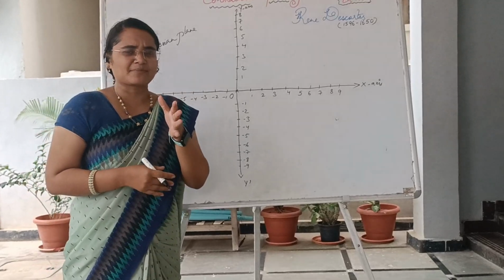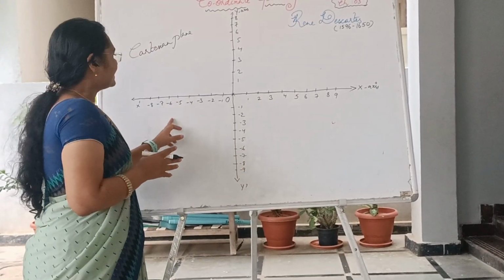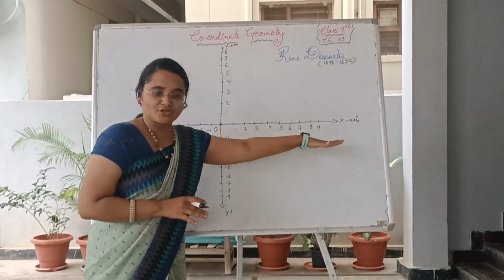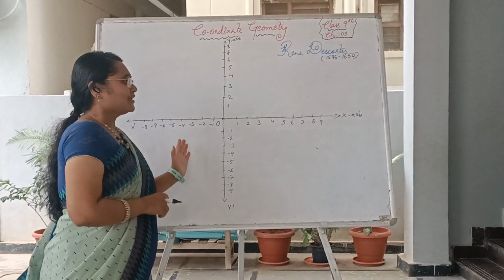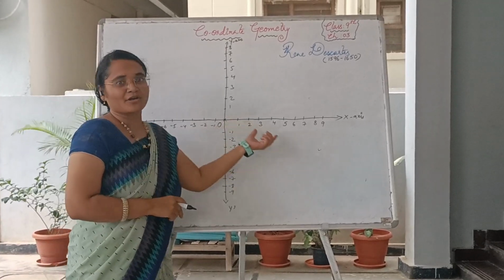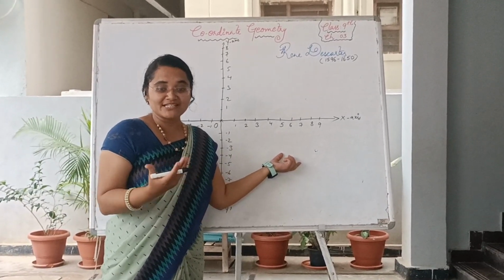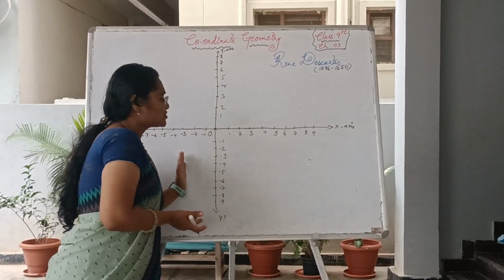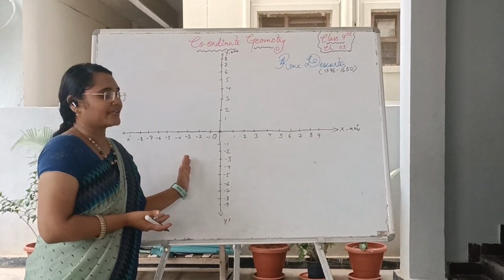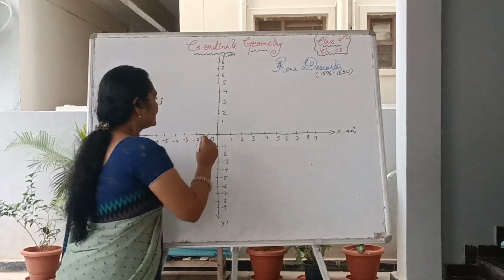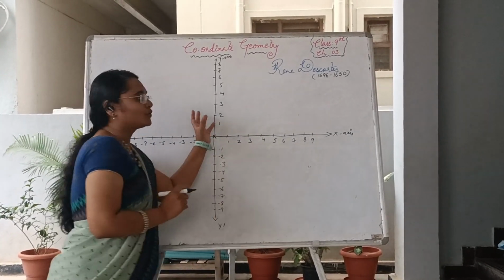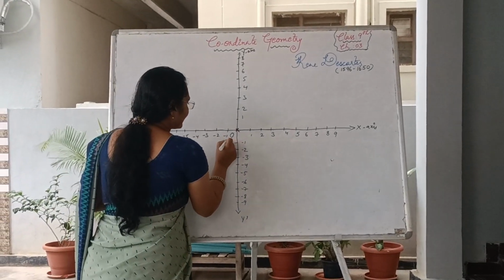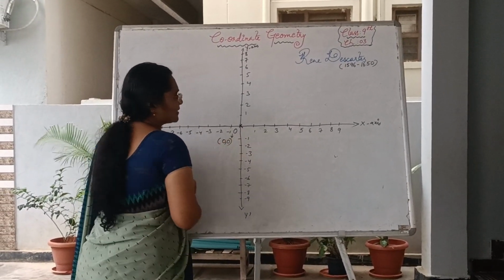What is axis? Here I have drawn two lines for you. One is drawn horizontally, one is drawn vertically. Can you say, students, what is the line drawn horizontally known as? X-axis. Yes, correct. The line which is drawn vertically is known as? Y-axis. Very good. So here the point of intersection of the two lines is called the origin. Origin is denoted with the letter O. The point is (0, 0).